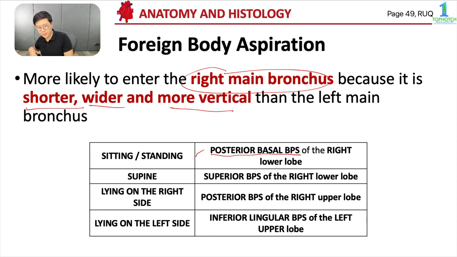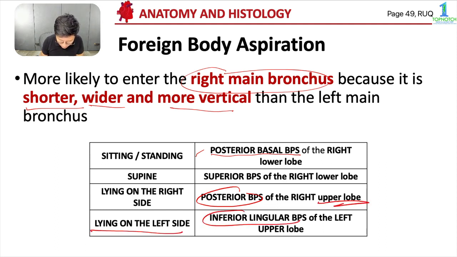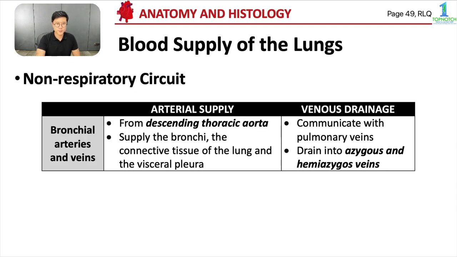When you're lying on the right side, pupunta siya sa posterior bronchopulmonary segment ng right upper lobe. While if you're lying on the left side, pupunta siya sa inferior lingular bronchopulmonary segment ng left upper lobe.